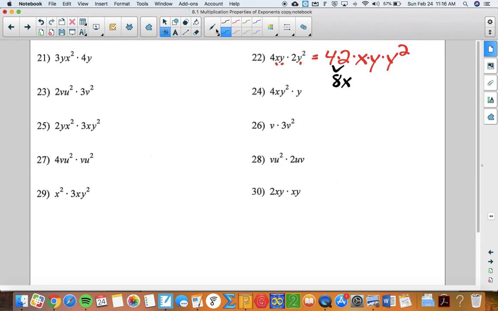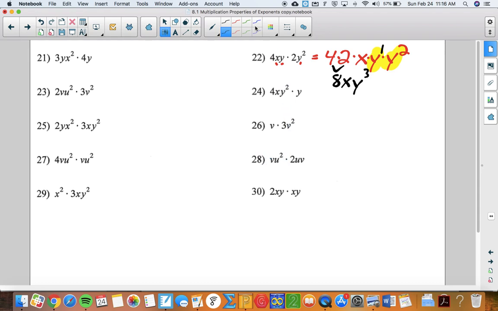But here, here's a base of y and a base of y. So I can simplify that. Remember, this is y to the 1. So when I have two bases being multiplied together, I add the exponents. So that's the same as y to the third power. Which looks like a fun one. They all look pretty decent.